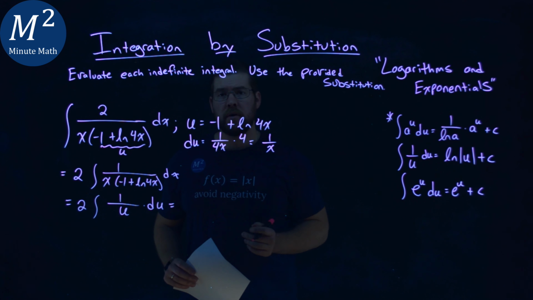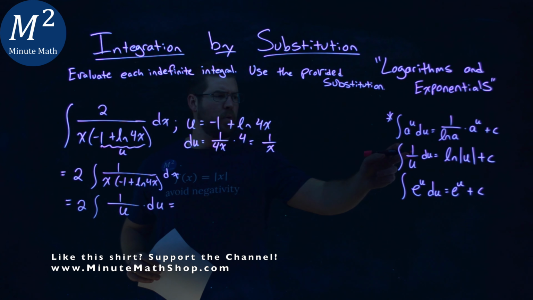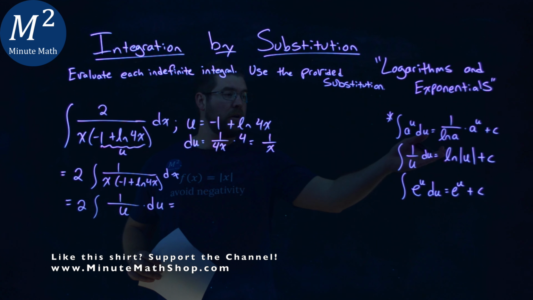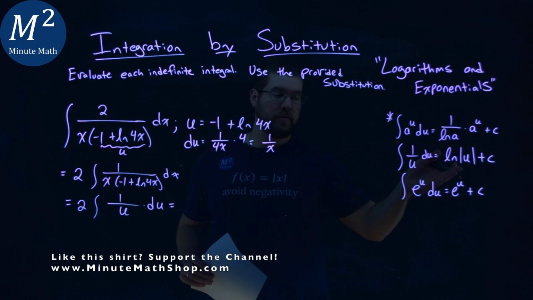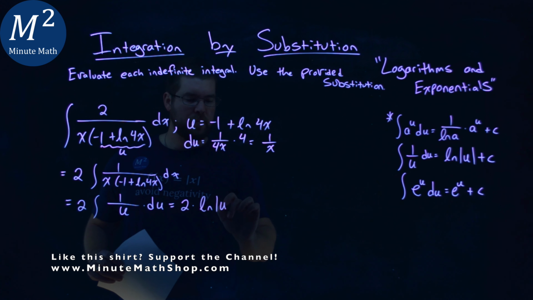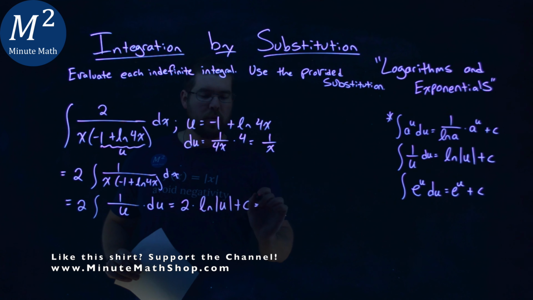Now we can use one of our definitions. The integral of 1 over u du is a natural log of the absolute value of u plus c. So we do that, we have the 2 out here times the natural log of the absolute value of u plus c, and we're almost there.